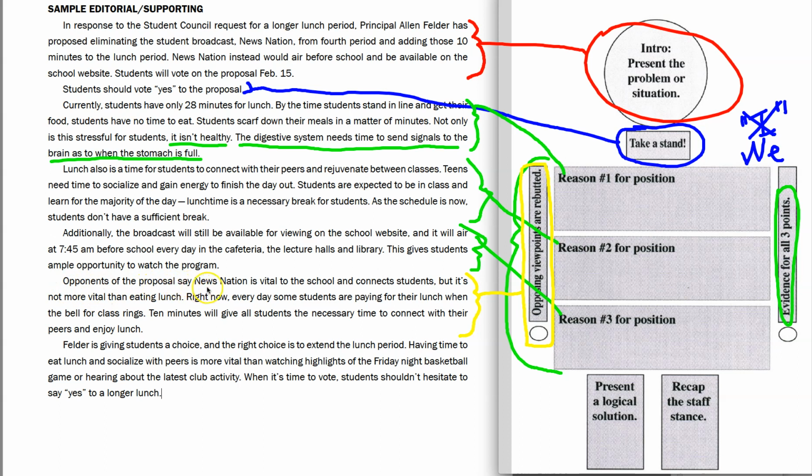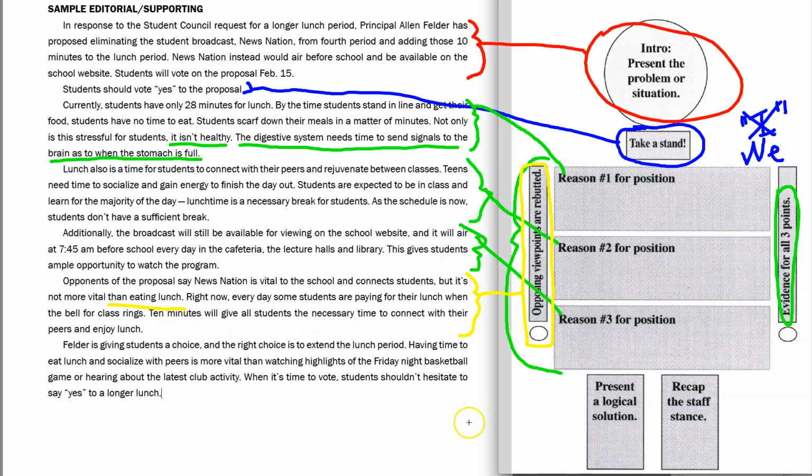Opponents of the proposal say News Nation is vital to the school and connects students, but it's not more vital than eating lunch. Boom. They've rebutted it right there. Yes, people are saying that it's really important and that it connects students and it serves a purpose, but it's not more important than eating lunch. That's their rebuttal. Right now, every day, some students are paying for their lunch when the bell for class rings. 10 minutes will give all students the necessary time to connect with their peers and enjoy lunch.